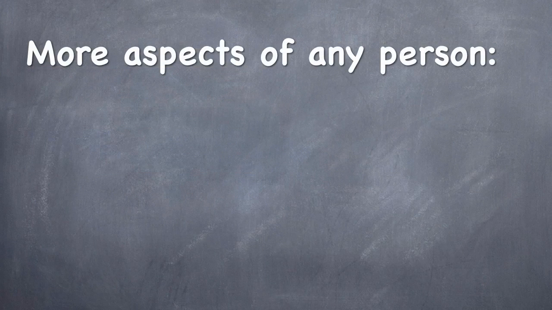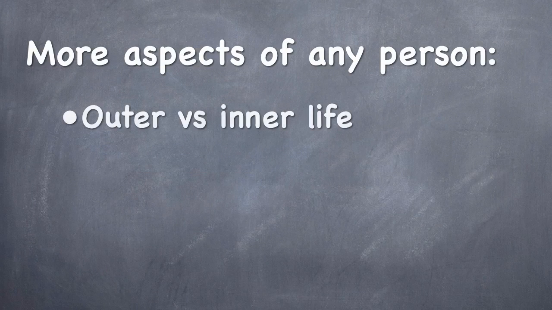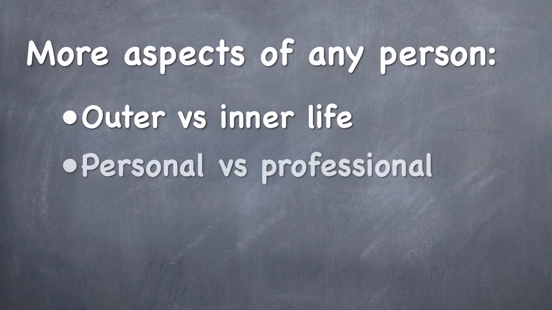Now, there's more than one way to talk about a person. There are many more aspects of any person. For example, outer versus inner life of this person. If you choose to do it this way, then you would have two main sections, the outer life and the inner life. And you could again use the power of 3 in each of the sections. Personal life versus professional life. The person could be a great professional, but her personal life could be a disaster. Who knows? And again, you could use the power of 3 in each of the sections.